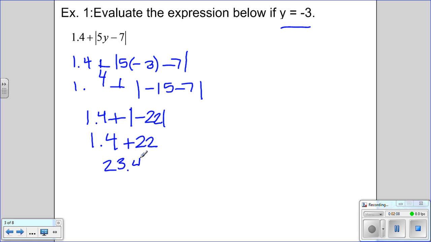Okay, so the thing you need to remember is always simplify the inside of your absolute value bars first. Once you get down to that number, then you can take the absolute value.